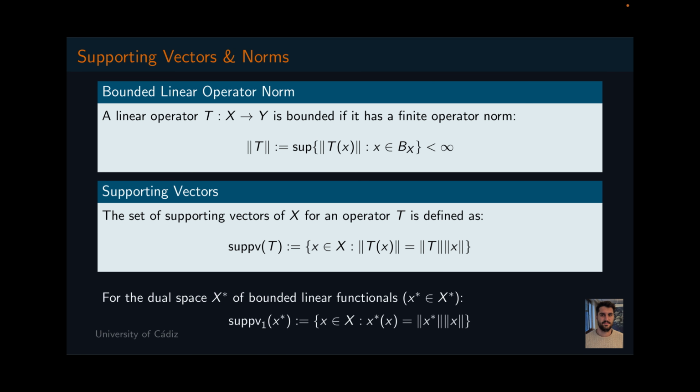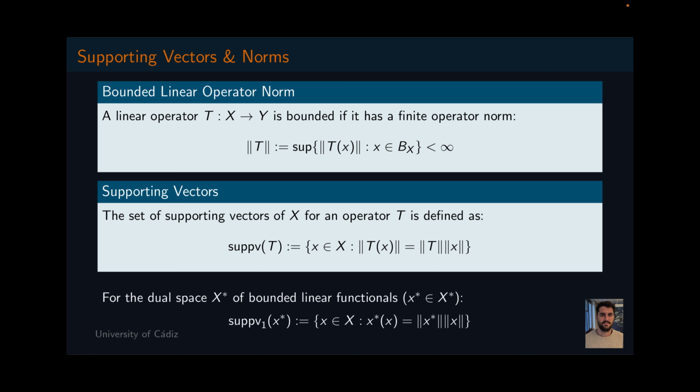Before presenting our analytical solutions, we must recall two geometrically vital concepts. First, we define the operator norm of a bounded linear operator T. Geometrically, this is the supremum of the norm of T of x, measured over the entire closed unit ball of X. You can think of it as the maximum possible stretching factor that the operator T can apply to any vector.